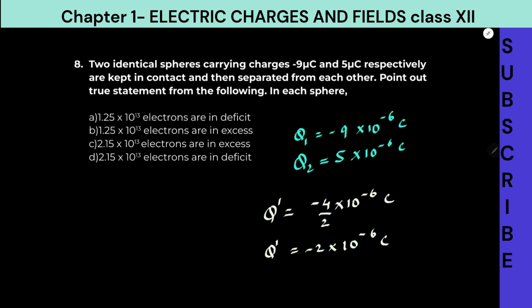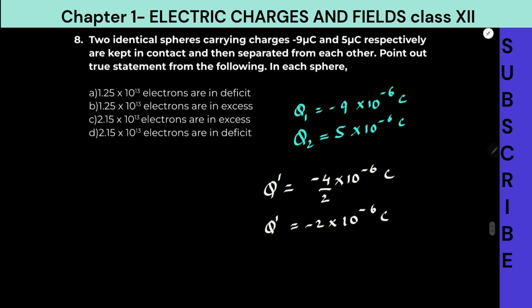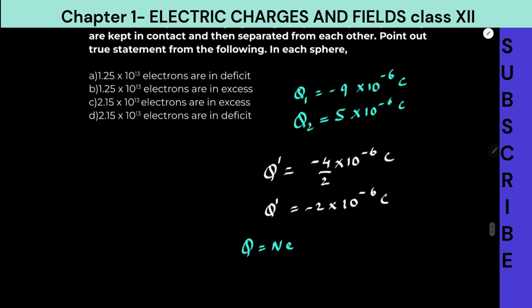Okay, point out the true statement from the following. Each sphere will have a lack of this much electrons, this much electron, this much electron. You have to figure it out. Then, sir, how to figure out the number of electrons? Recall the first formula of class 12, that is Q equal to NE. We have to count the number of electrons.